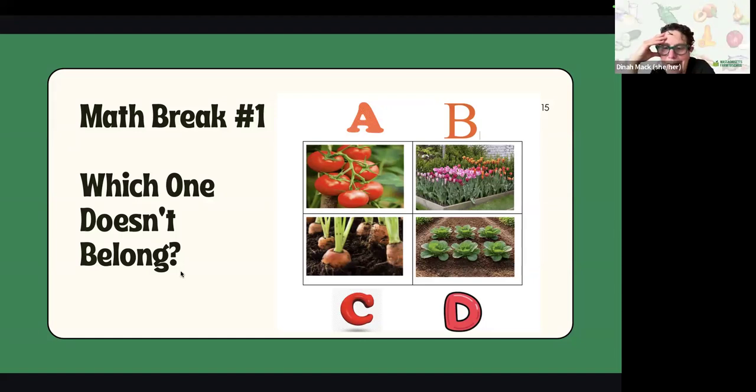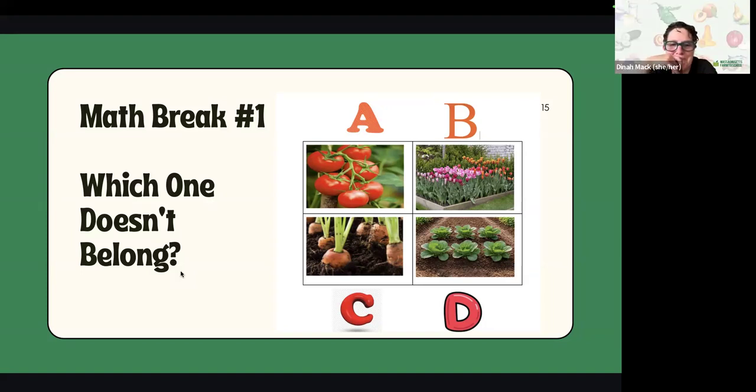Okay. Emily said A, C, and D are all multiples of six, but B has more than six. And Anna said, I think either B doesn't belong because it's a picture of flowers, not an edible fruit or veggie. We have the tulips. B said the tulips because they're not veggies. Okay. Does anybody have anything else outside of these two?